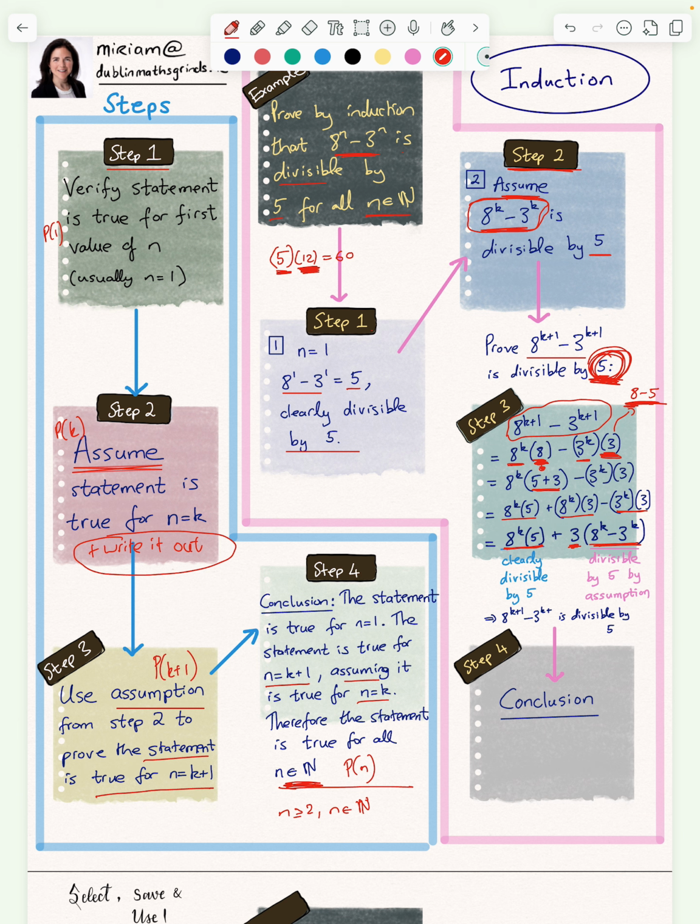This is clearly, the one on the left there, clearly divisible by 5. It's an integer multiple of 5. And then on the right, this is divisible by 5 by assumption. And hence 8 to the k plus 1 minus 3 to the k plus 1 is divisible by 5. And then you write your conclusion, which is exactly the same as step 4 over there. The conclusion is always the same. Step 1, the assumption in step 2, and step 4, they don't vary a huge amount. You should get a few marks from there, and then the kernel of the mathematics happens in step 3.